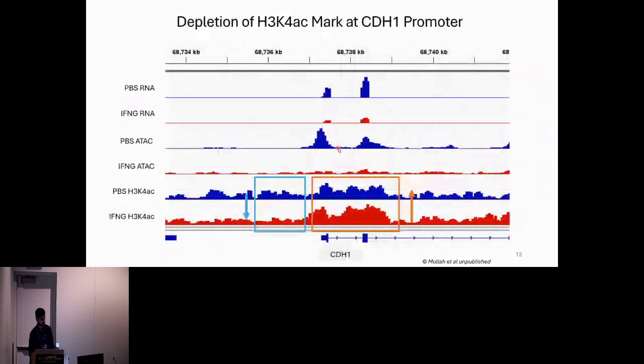If we look at the H3K4 acetyl mark data, however, the story is a bit more complicated. Again, we see this loss of CDH1 expression and the loss of accessibility of the CDH1 promoter, as I had mentioned. Upstream of the promoter, we see downregulation of the H3K4 acetyl mark, whereas we see increased enrichment of this mark at the promoter and shortly after it.